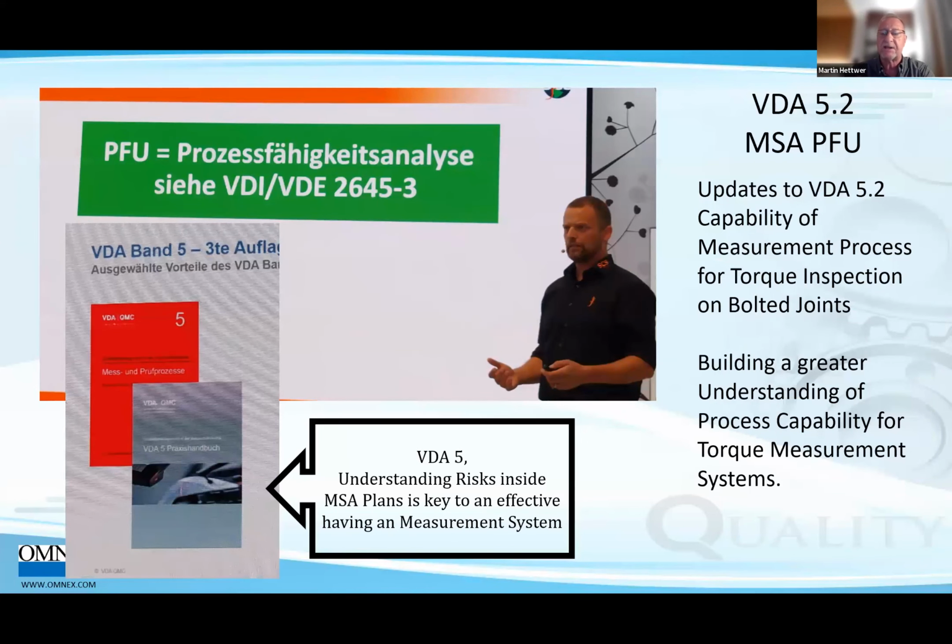VDA 5 is out there, and so they're looking at understanding some of the risks of measurement system analysis plans. Obviously, if you can't measure it, you can't make it, right? We've always said that. So having a robust measurement system analysis plan is one of the first things that we have to do. There's going to be an update regarding understanding the risks of measurement system analysis and how to plan for it.